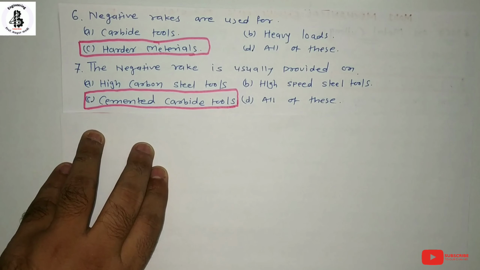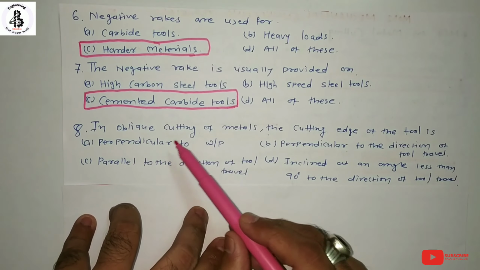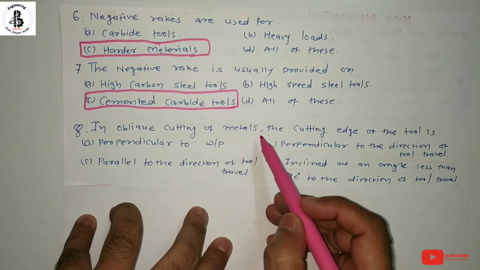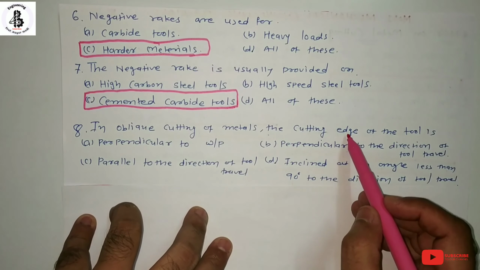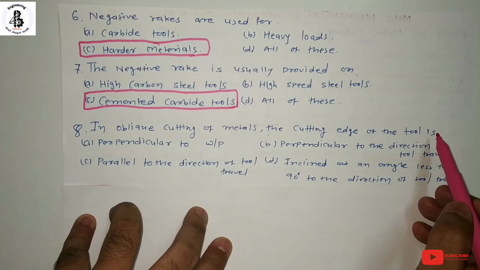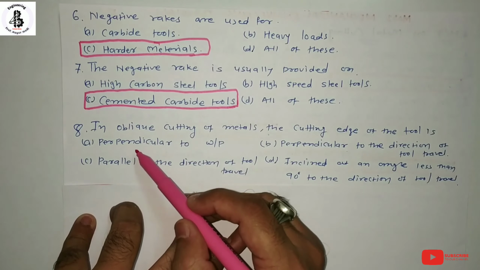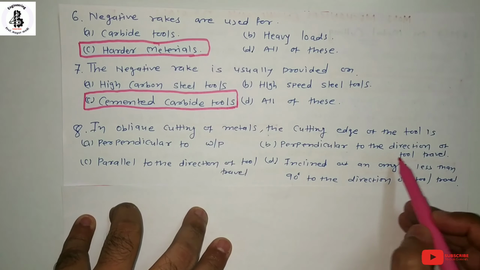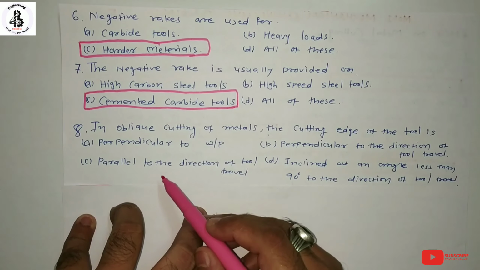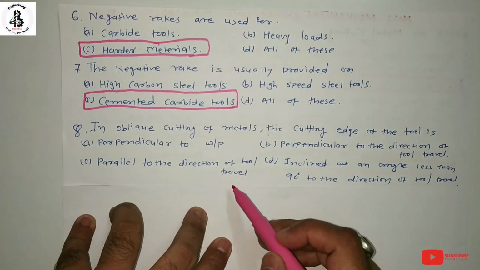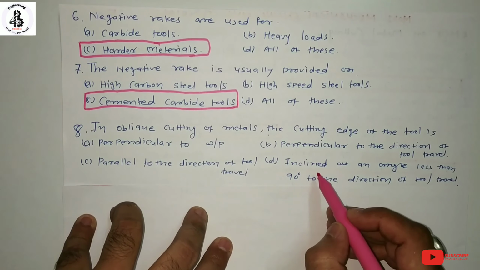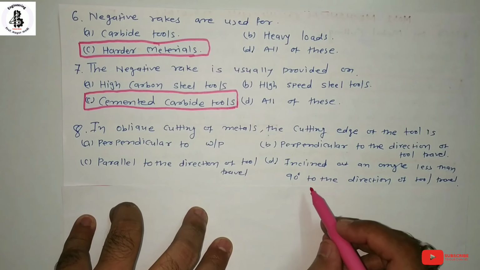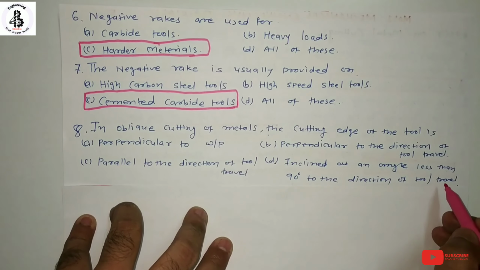Then next question. In oblique cutting of metals, the cutting edge of the tool is: A, perpendicular to the workpiece; B, perpendicular to the direction of the tool travel; C, parallel to the direction of the tool travel; and D, inclined at an angle less than 90 degrees to the direction of tool travel.